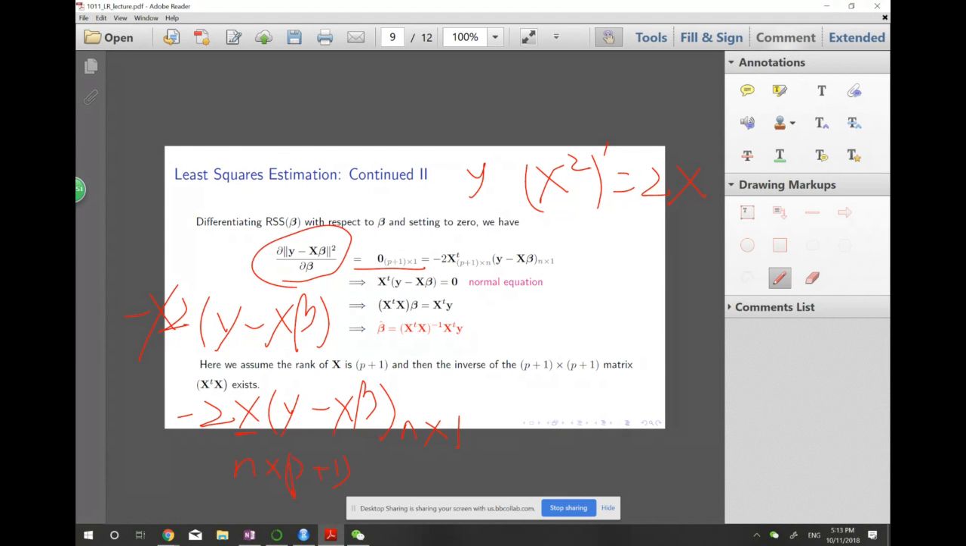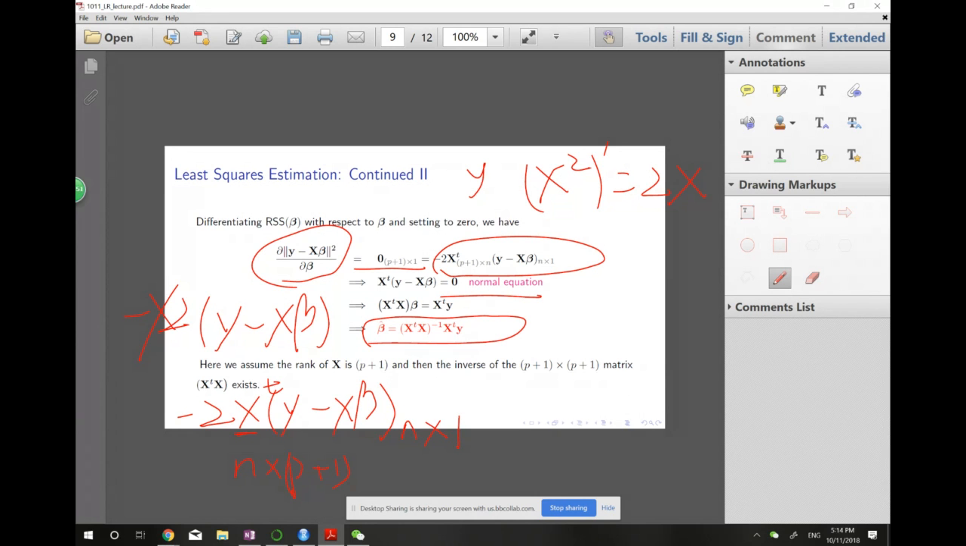However, to make them multipliable, we need to use a transpose of that, and in this case they are calculable. So the result is here, and we set that equal to zero, and we can calculate this, which is the beta.